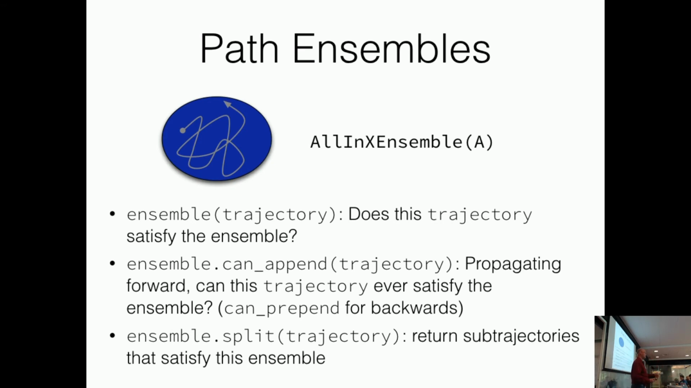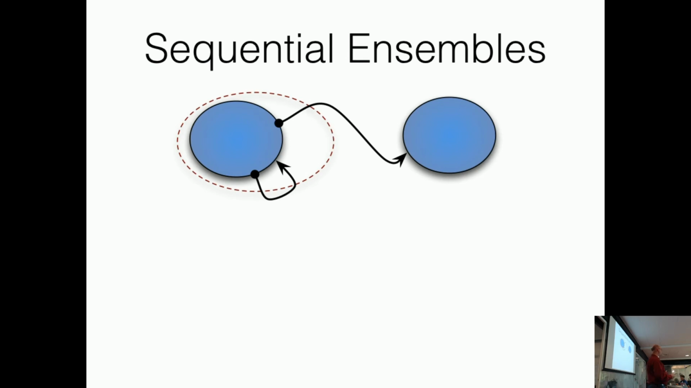Can append says, if I keep going, is there any chance I will still be in this ensemble? So if all of my frames so far are in the all-in X ensemble, yes, I can keep going. The first time I don't have a frame in that ensemble, no, I cannot keep going. And then there's an equivalent thing for going backwards in time called can prepend. We also have a split function, which will take any long trajectory and pull out the longest subtrajectories that satisfy that ensemble. The point is that this is all a bit of complex stuff, but you get it all for free.